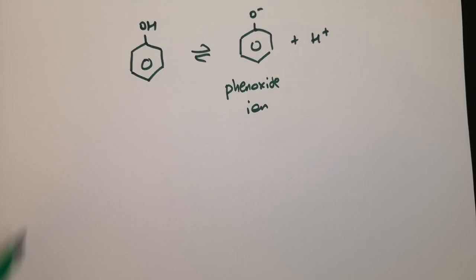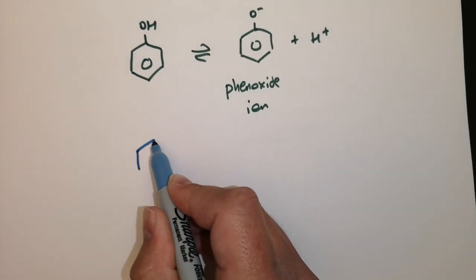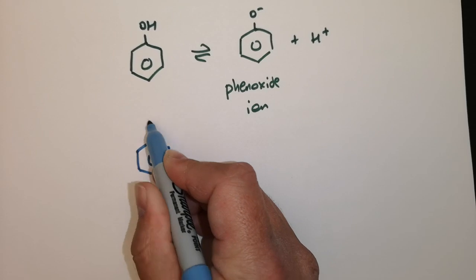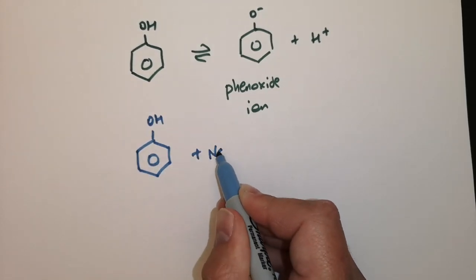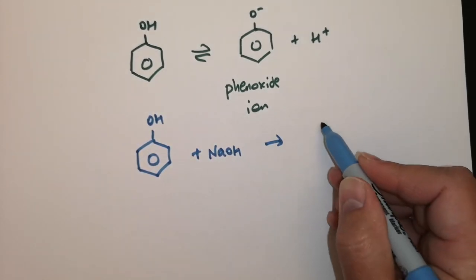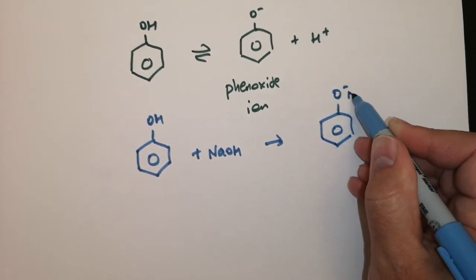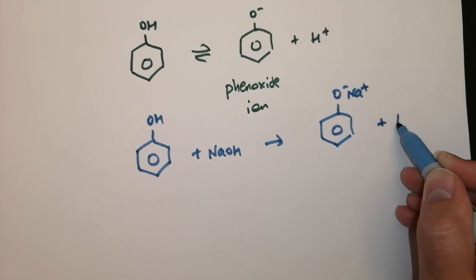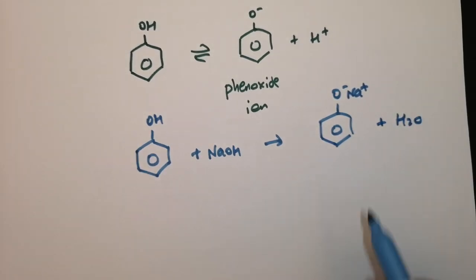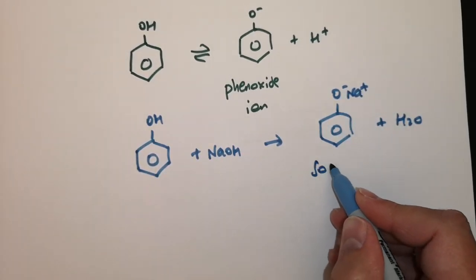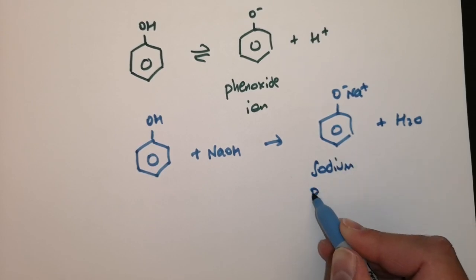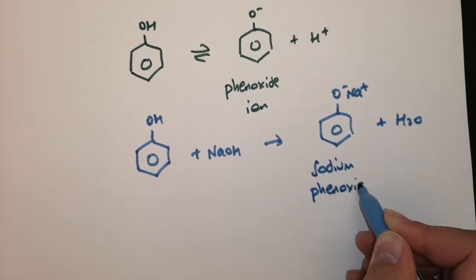However, phenols will react with strong bases. So a good example of a strong base would be sodium hydroxide. So phenol will react with sodium hydroxide to make the salt, which is this, and water. So the salt here would be called sodium phenoxide.